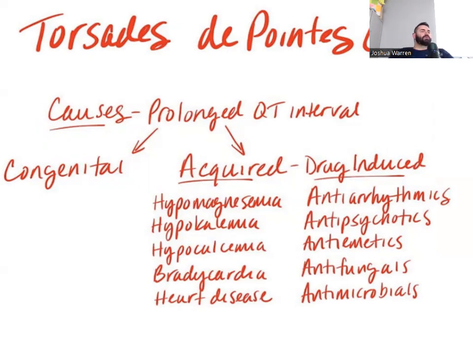Now, torsades de pointes, or polymorphic VTAC, causes prolonged QT syndrome, which could be congenital, but most likely it's from either drug-induced or it's acquired through electrolyte disturbances: hypomagnesemia, hypokalemia, hypocalcemia, bradycardia, heart disease, antiarrhythmic overdose, antipsychotic overdose, antiemetic overdose, antifungals, antimicrobials. Wait, is there an antiemetic that we carry that causes prolonged QT syndrome? Wait, we do carry Zofran that does cause that, which could cause torsades, which is polymorphic VTAC.